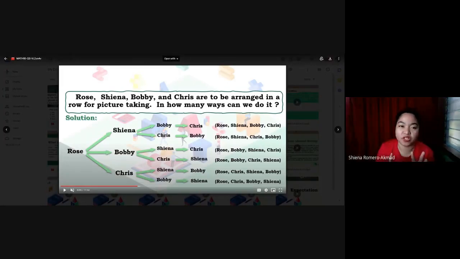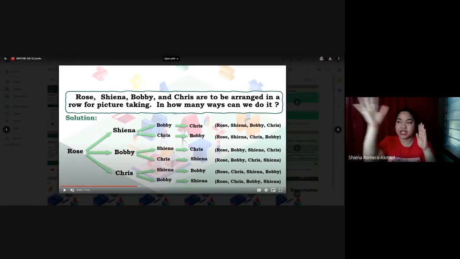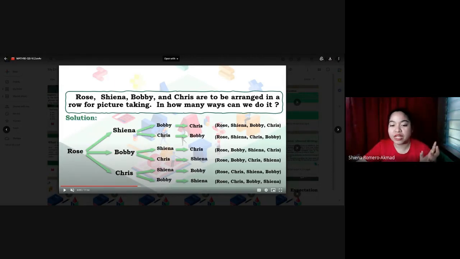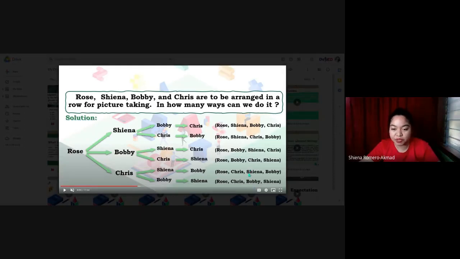Basta dito sa arrangement na to, nag-start ako kay Rose. Then, yung mga sumunod, depende na. Okay? At ginawa natin lahat ng posibleng arrangement kung saan ang umpisa ay si Rose. So, mapapansin niyo lahat ng umpisa ay si Rose. Then, the other positions, iba-iba na. Okay? So, nakabuo tayo ng 1, 2, 3, 4, 5, 6 arrangements dito.